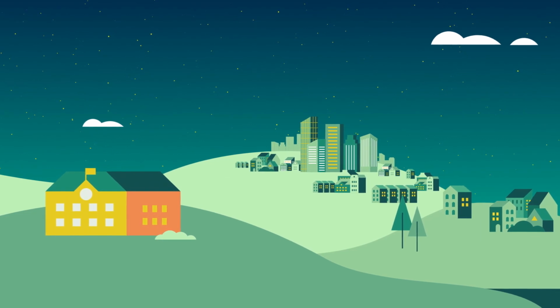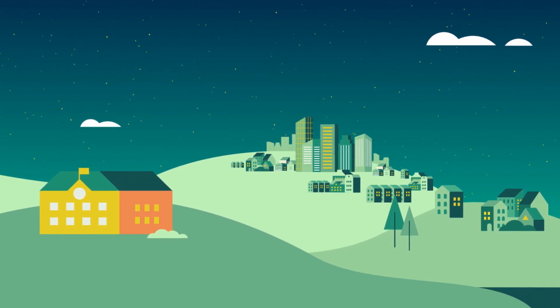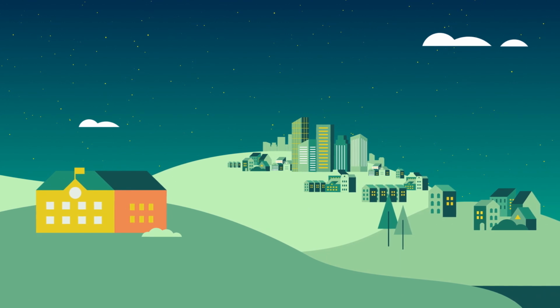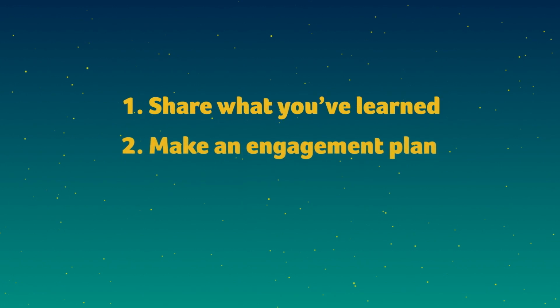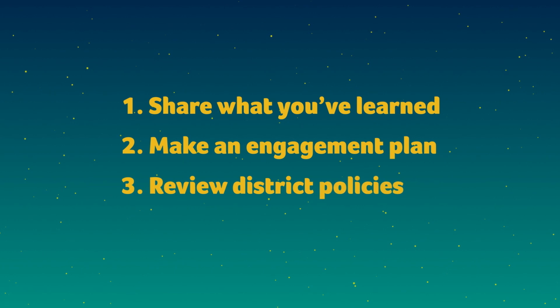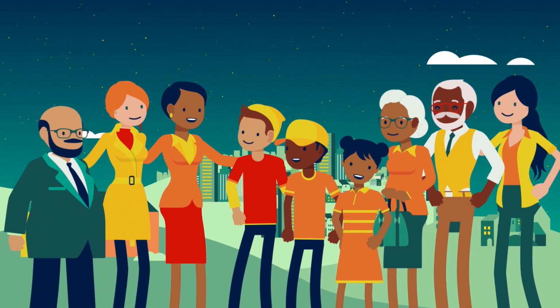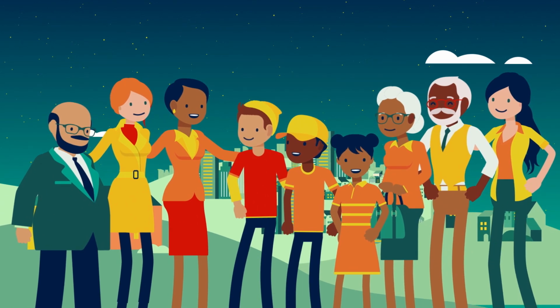Working toward accurate identification of Native students is an ongoing process. Here are 3 actions you can take immediately. Share what you've learned about Native student identification with your colleagues. Develop a plan for reaching out to tribal community resource centers and Native families. Review school and district policies that may inadvertently contribute to misidentification or service gaps for Native students. Together, we can ensure that all Native students get the support and services they need to thrive.